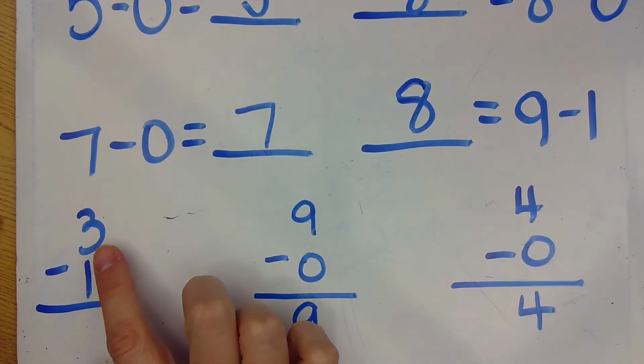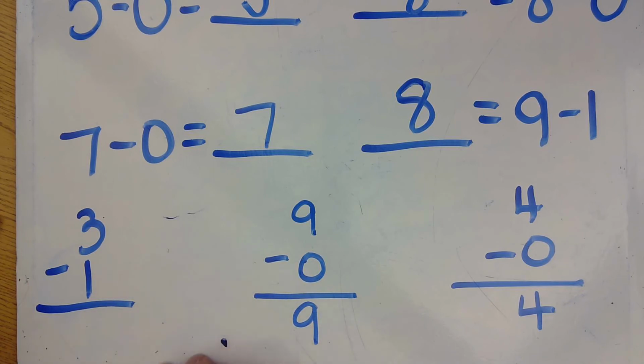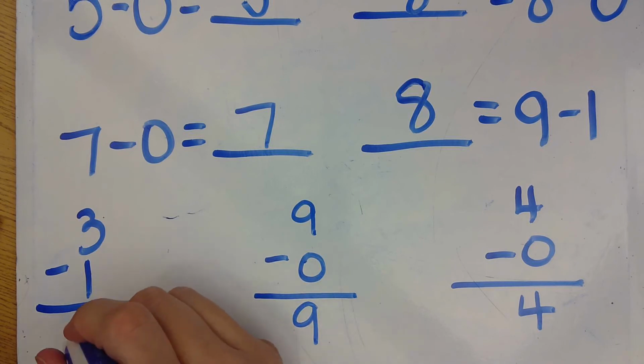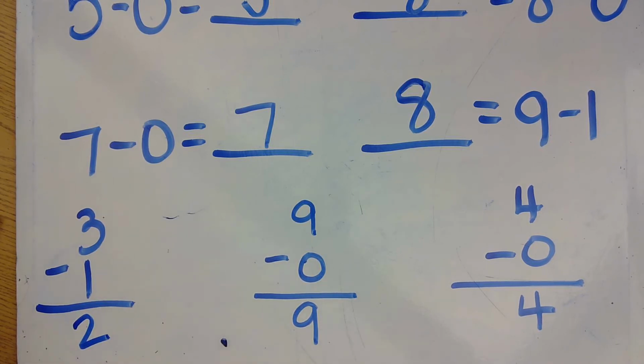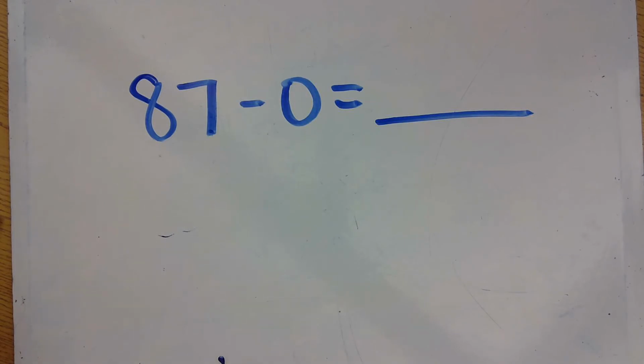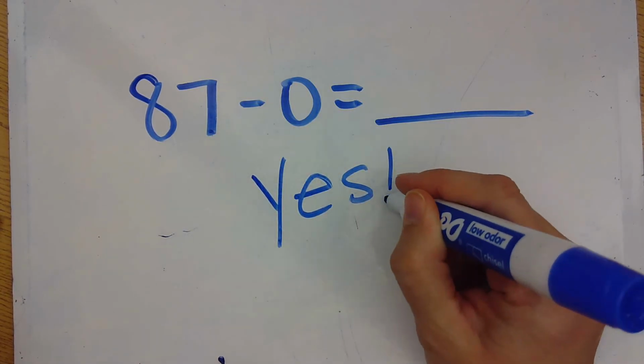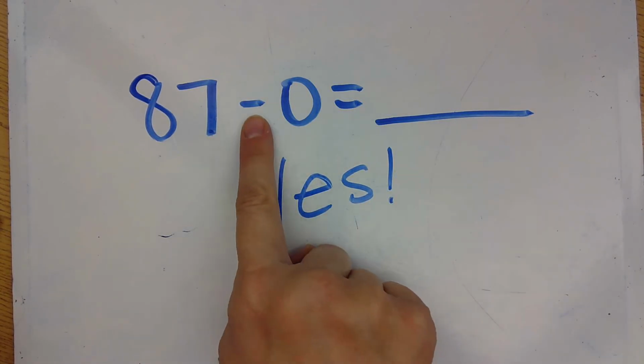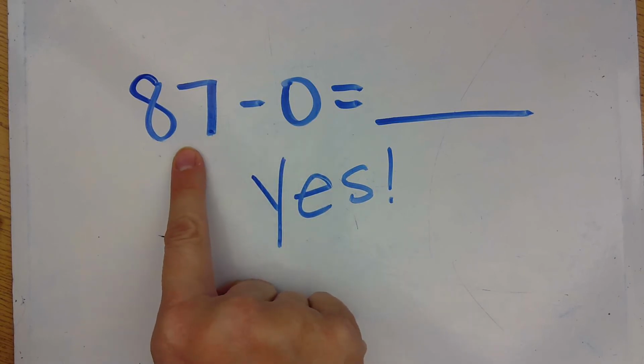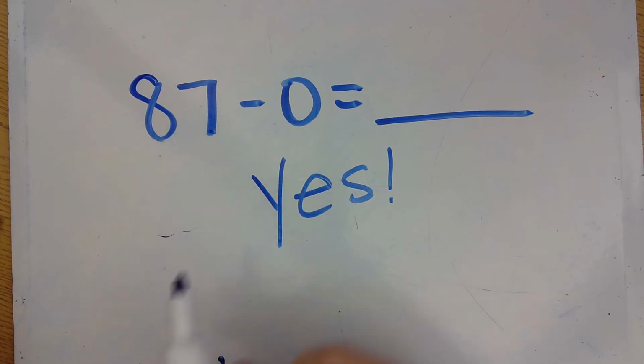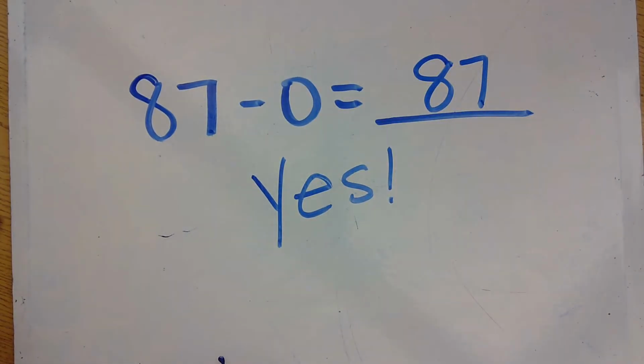Let's try that with the 3. 3 take away 1 equals, well, what number comes before 3 on the number line? If you said 2, you are correct. What if I started seeing some larger numbers with -0? Does the -0 trick still work with larger numbers? Yes, it does. If I take nothing away from 87, my answer is still going to be 87 because I didn't take anything away at all.